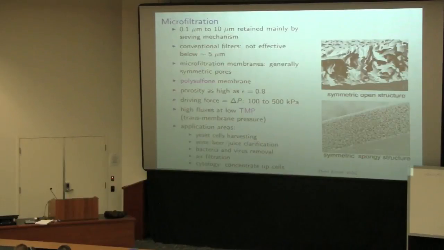Remember, we said in the earlier class that when we're unable to achieve something, we often look to nature, and membranes are nature's way of filtering out particles of incredibly small size. So we're looking here in the 0.1 to 10 micron range. Below 0.1 micron, we move to what's called ultrafiltration, which is what I'll look at in the next class.